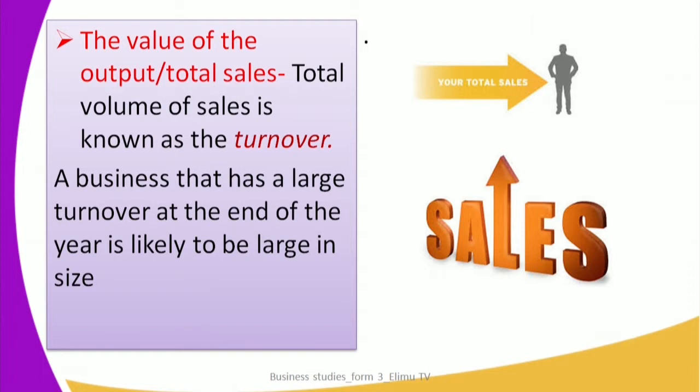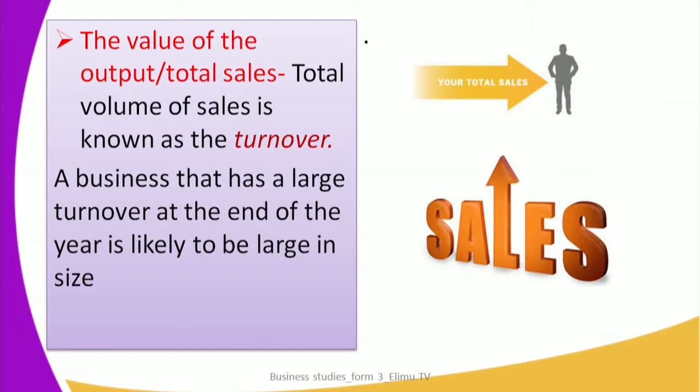So when judging from the total sales, a firm that has a large turnover is said to be a large firm. Let's now look at the limitation of this point. You find that the volume of sales alone or the value of output alone cannot be relied upon as the only measure of the size of a firm.